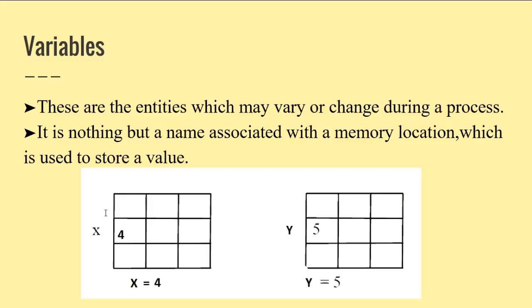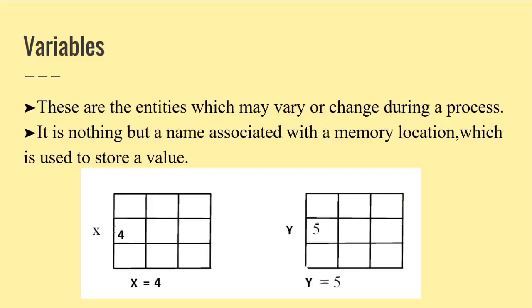Now variables. Now you might be thinking what a variable is. It is similar to the variable in mathematics. These are entities which may change during a process, and how is a variable defined in terms of computer science? A variable is nothing but a name given to a memory location which is used to store a value.